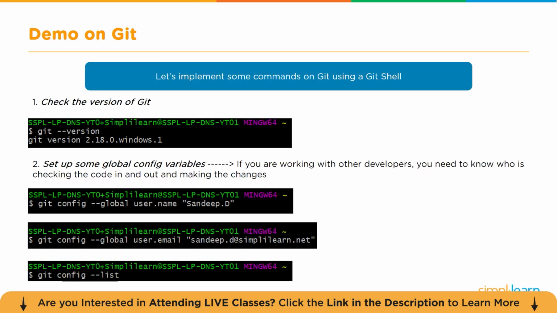So the first thing we're going to do is set up which version of Git you have, and then we're going to see if we can establish some global configurations within your Git environment. We're going to use sandeep.dash as the name, the email address is sandeep.simplylearn, and then we're going to list the different configuration settings we have.